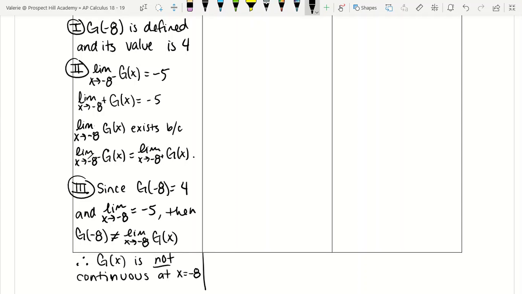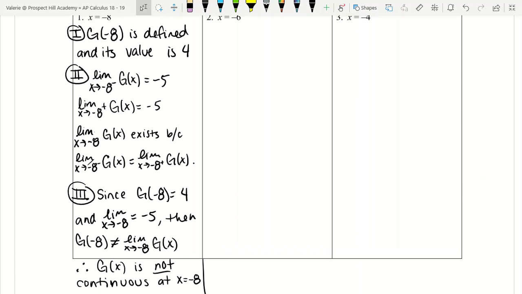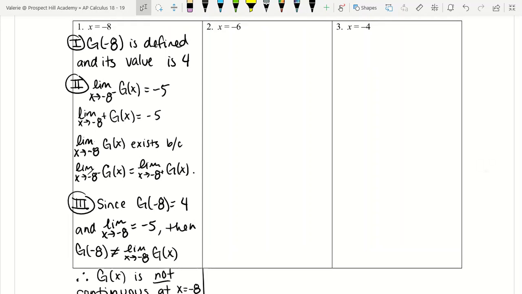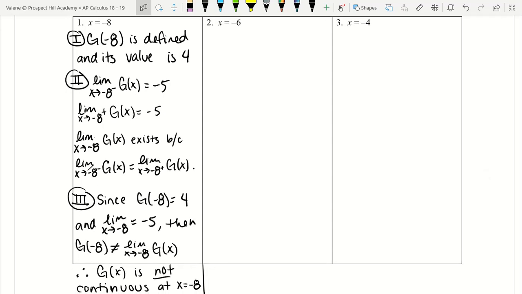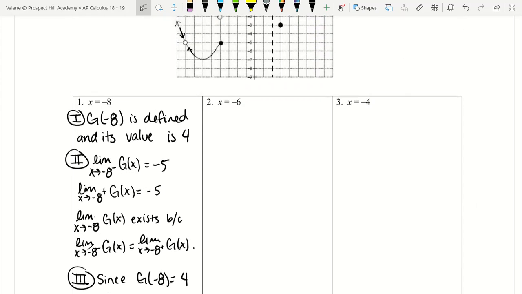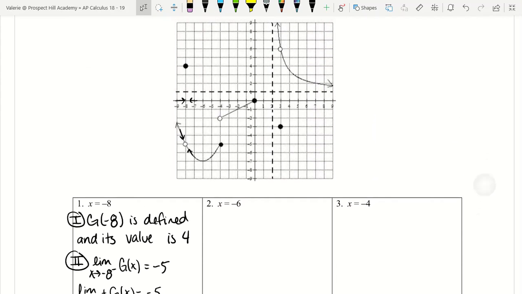So we had to go through all 3 of these steps to make sure, and it turns out they're not. So now, number 2, we want to see if x equals -6 is continuous based on the 3 definitions that we use. So our first definition, we need to make sure that g of -6 is defined and figure out what its value is. So g of -6 is defined and its value is -7.